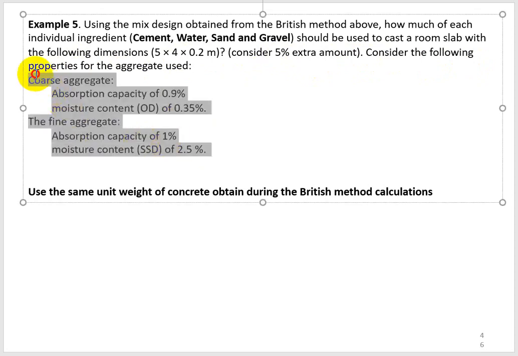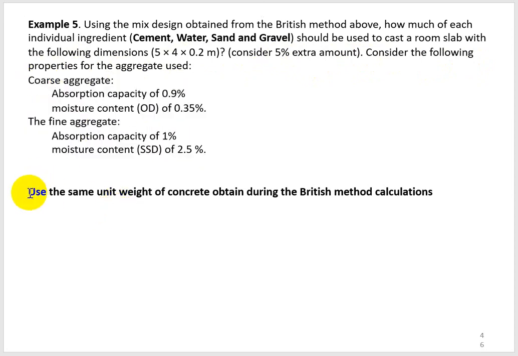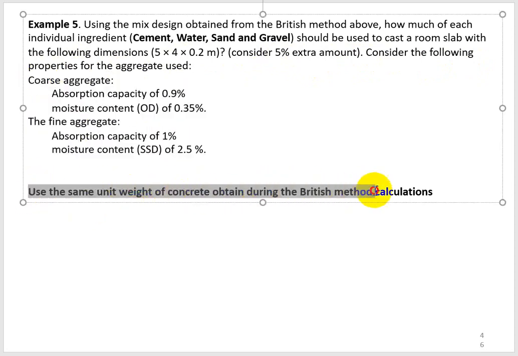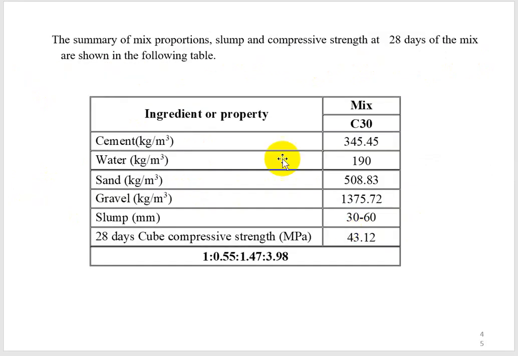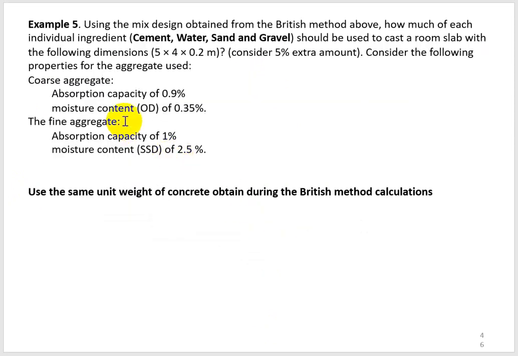So all the information you need is provided, and in our case you can use the same unit weight you have obtained from the British method. So whatever information you have derived using the British method, you can use it in example number 5.